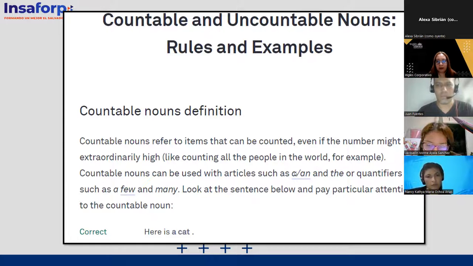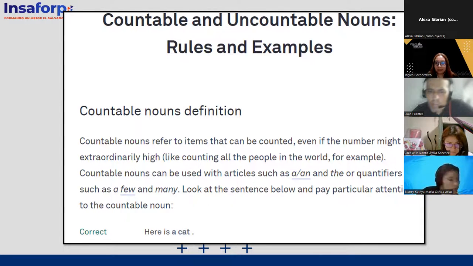¿Cuál es la diferencia? A es para los que son con consonantes. Por ejemplo, si la siguiente palabra es con consonante, ocupo A. Si la siguiente palabra, el noun, es con vocal, lo digo con an. Es para decir uno o una. A or an es eso, uno o una. All right? So, el otro artículo que tenemos acá es the or the.